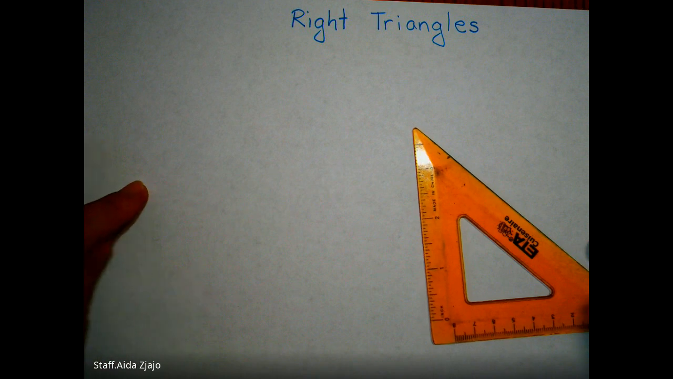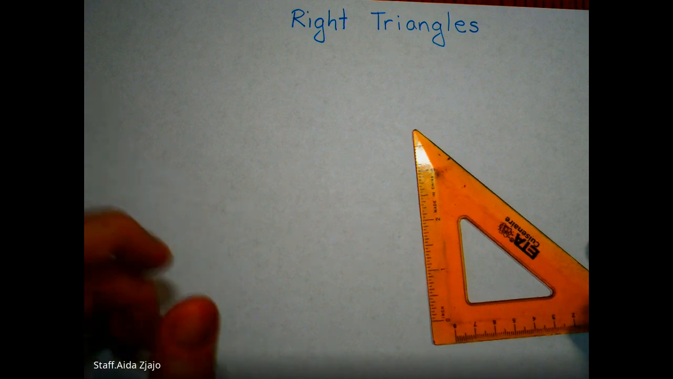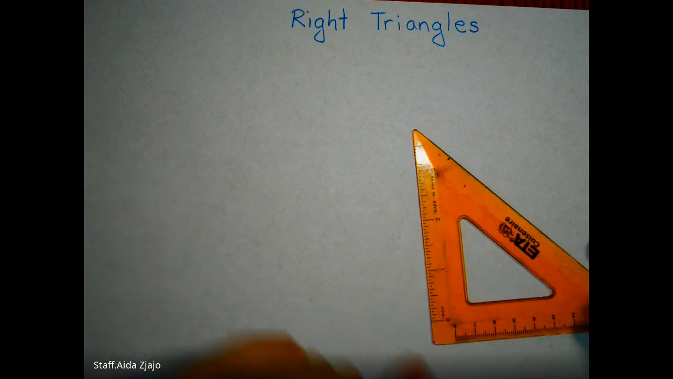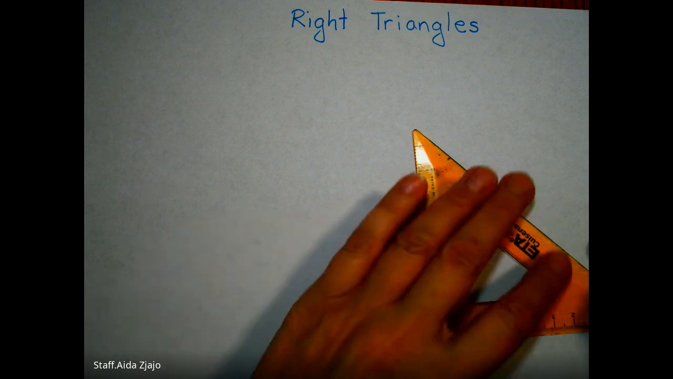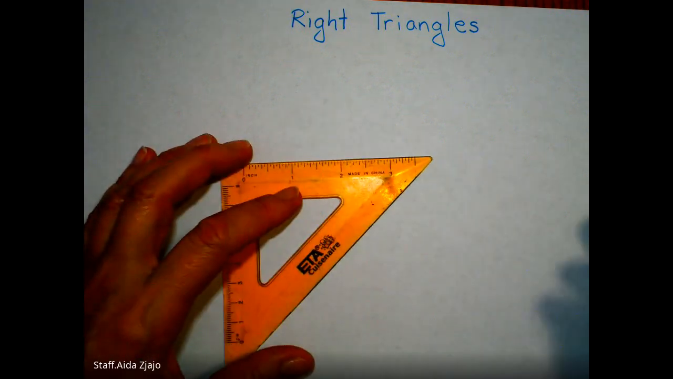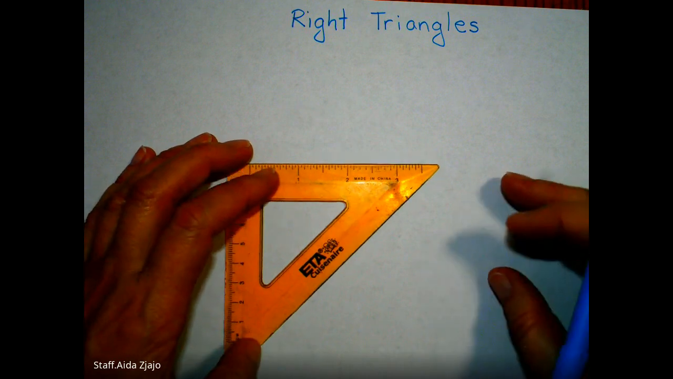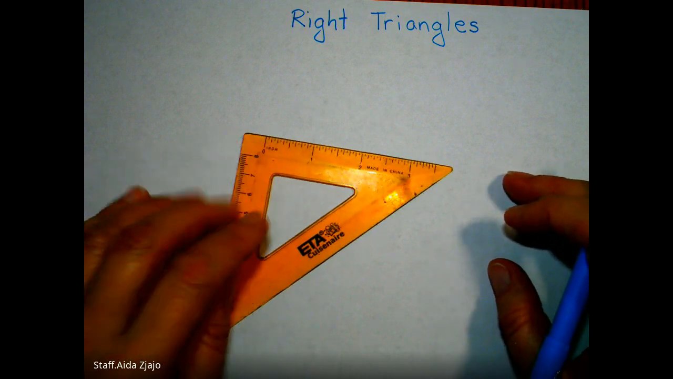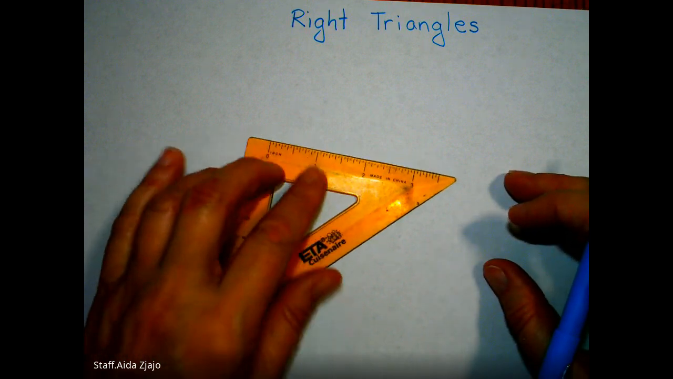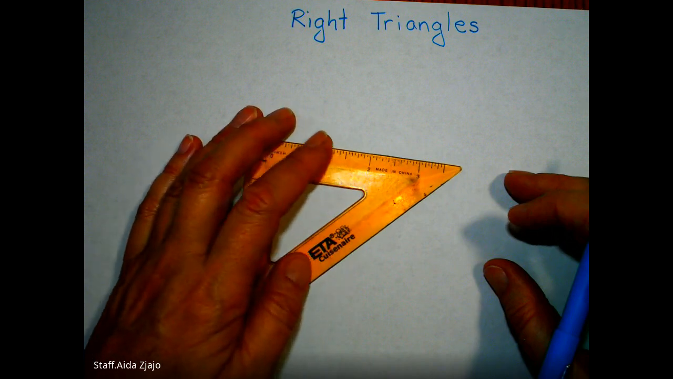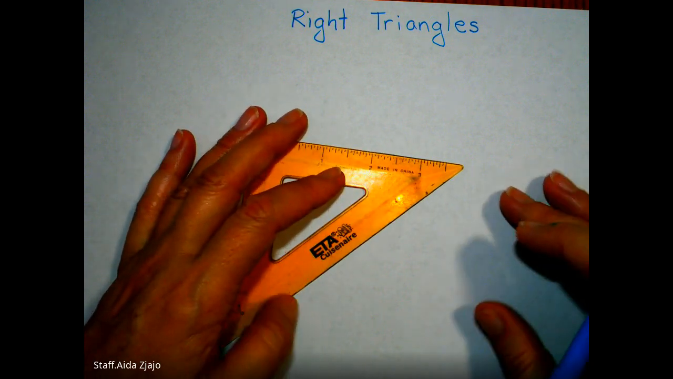Okay, today we're going to talk about right triangles. Right triangles are polygons with three sides. A closed polygon is a closed figure with straight lines. You know that. Okay, so today we're going to construct two different right triangles.